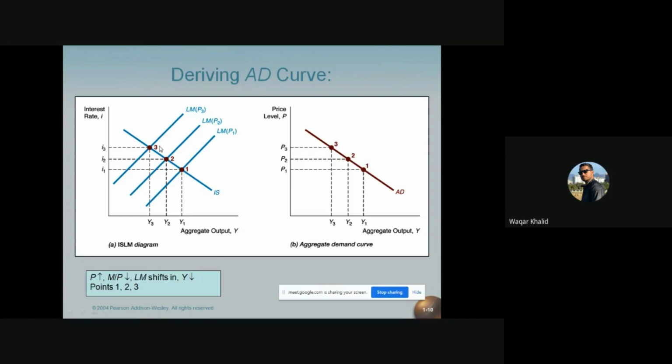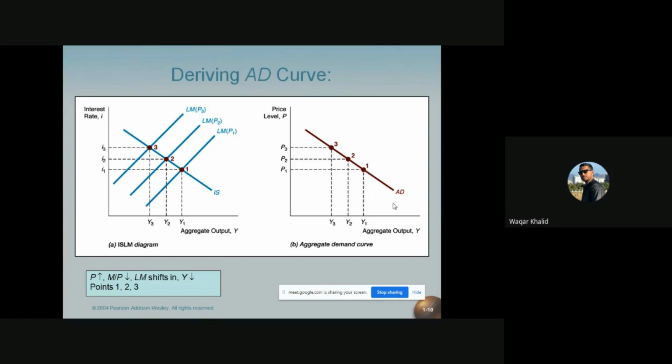So leading to a further increase in the interest rate and a further decline in planned investment and net exports. What is the result? The output level has decreased from Y2 to Y3. And now look at this point 3 in panel B. This is the point 3 in panel B. If the price level is P3, now we have Y3 level of aggregate output.